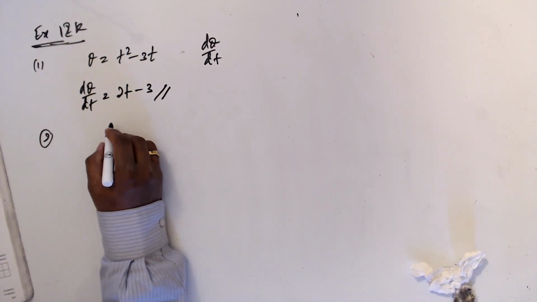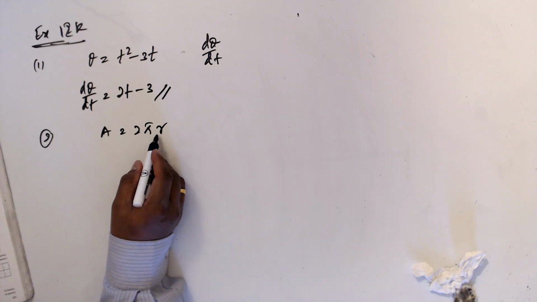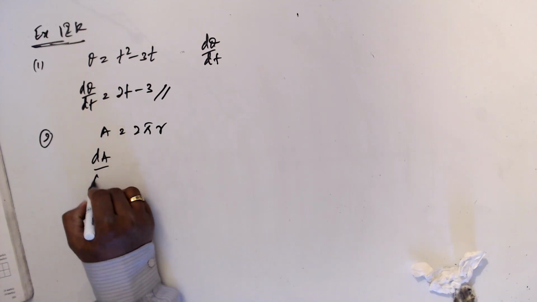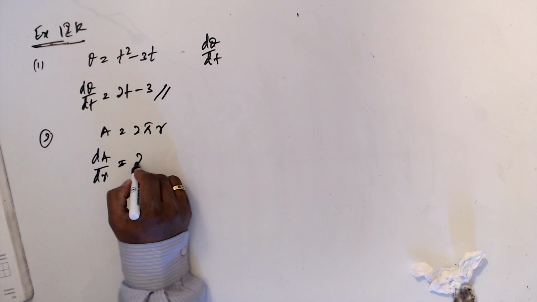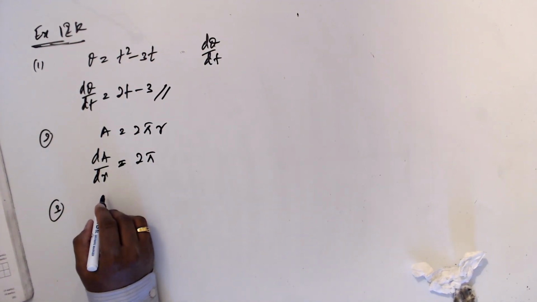Question 2. A equal to 5r. Area and we don't know. Simply we can find dA over dr. We don't know what the relationship is. So this is 2 pi. And question number 3.